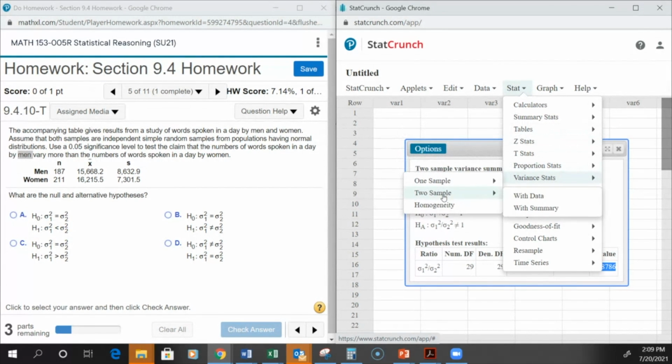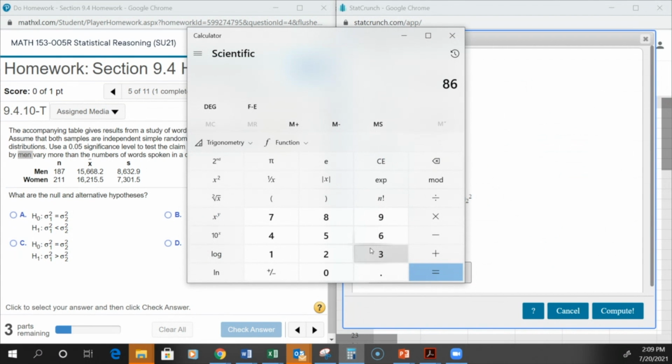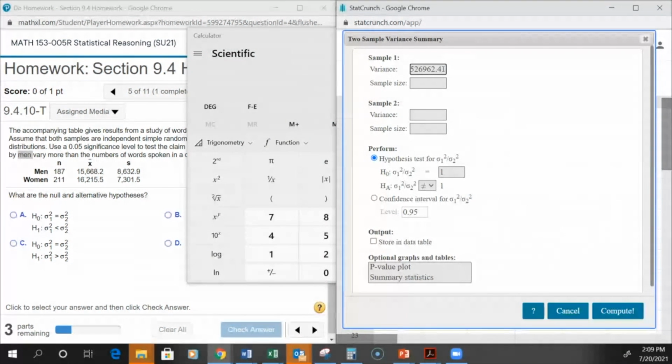We go to variance stats, two sample. We don't have any data. We just have a summary. Which is the bigger one? 8632.9. Okay, so put in 8632.9. No, you got to square it. Oh, yeah, you got to square them. Square them going in, unsquare them coming out. Don't hit the equals button, Gary. Hit the square button. Oh, that's a huge number. Copy it with Control C and paste it with Control V. There were 187 men.